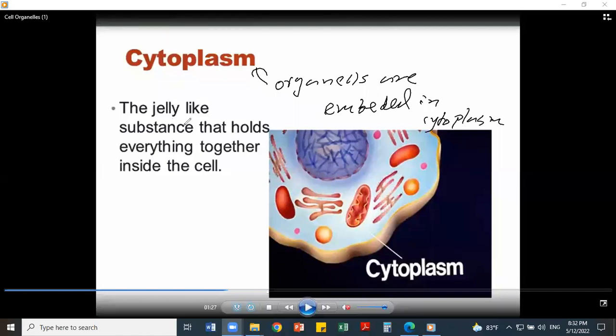Right, sorry. Now organelles are embedded in cytoplasm. Sorry about that. Now, jelly-like substance that holds everything together inside the cell. Then next one, I'll erase the screen.